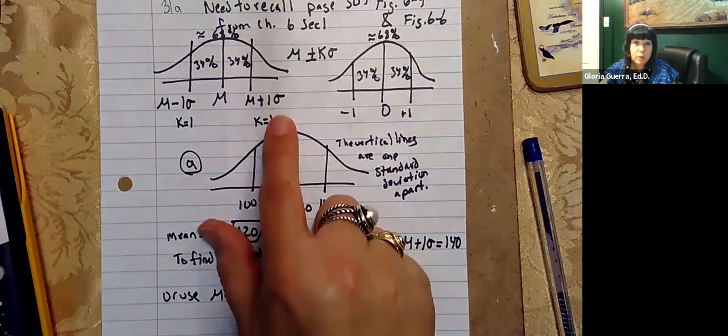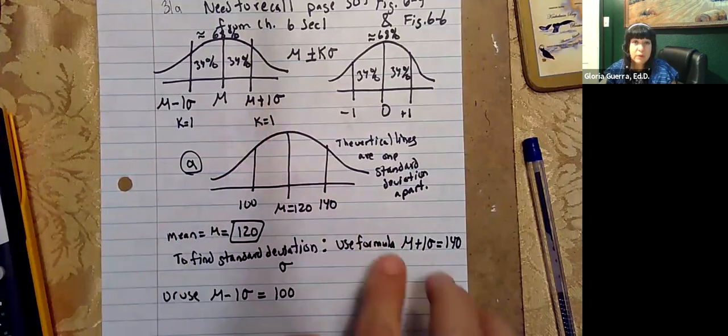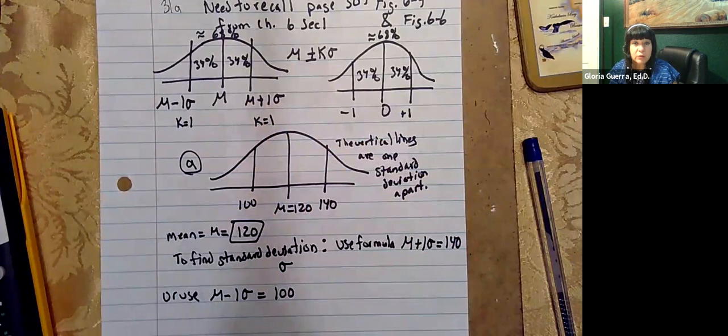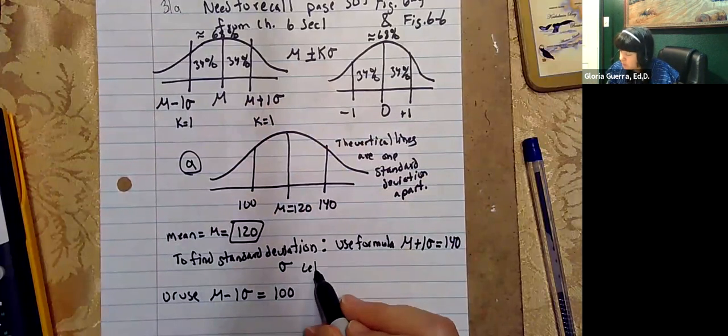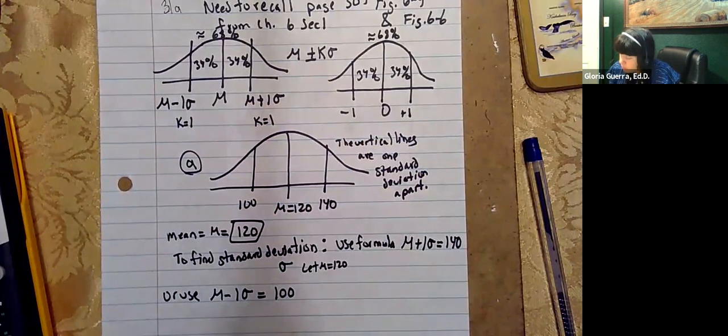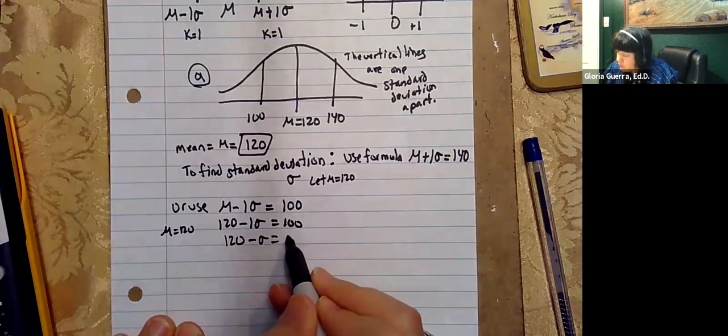And so I knew this was related to the one sigma here. See that? And so there's your mu plus 1 times sigma. That's coming together, right? Mu plus or minus k times sigma. So I'm trying to find the standard deviation, but I know the mean. Remember, we're going to let mean equal 120. So if I substitute 120 for mu, I have 120 minus 1 times sigma equals 100. And so that gives me 120 minus sigma equals 100.